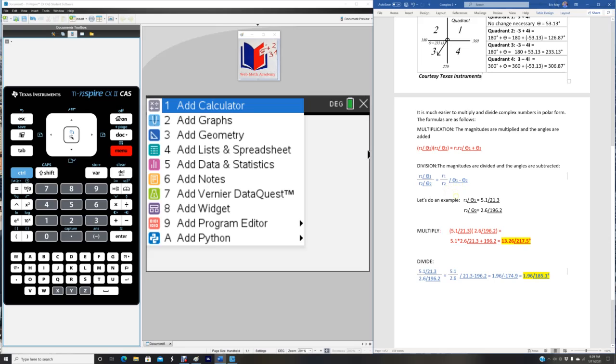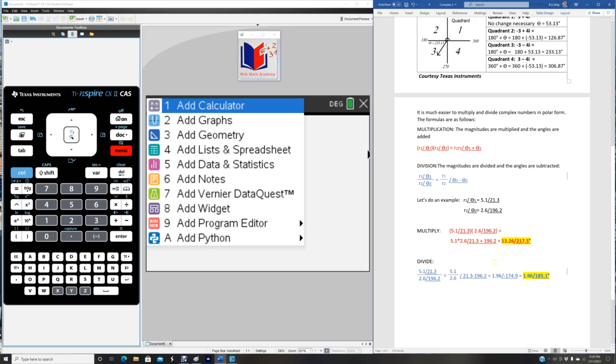So let's do an example. Let's say that our r1 theta 1 is 5.1, 21.3 degrees, and r2 theta 2 equals 2.6, 196.2 degrees for theta. If we multiply those, 5.1, 21.3 times 2.6, 196.2, and we just use our formula up above, we come up with a total of 13.26, 217.5 degrees.